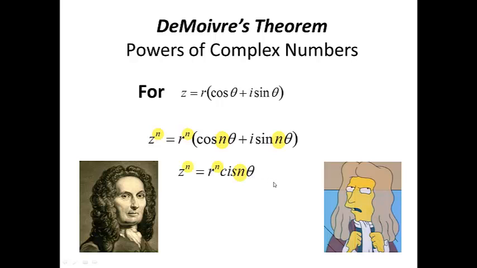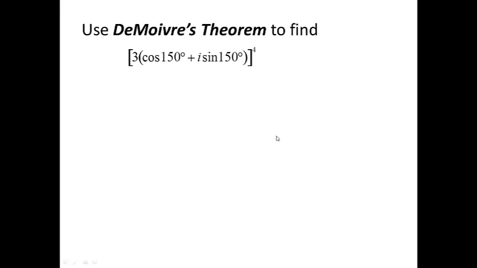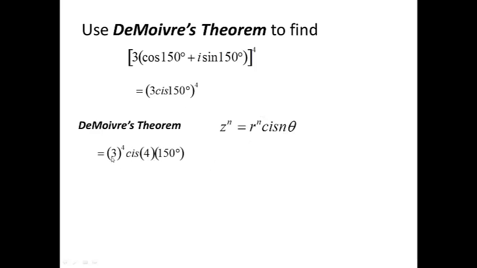Quite simple. Okay, here's a short way to write that. So let's try one. My exponent is 4, so n is 4. Using DeMoivre's theorem, I'm going to take the r, which is 3, to the 4th power, and multiply the 4 by the 150. So I have 3 to the 4th power, cis 4 times 150.